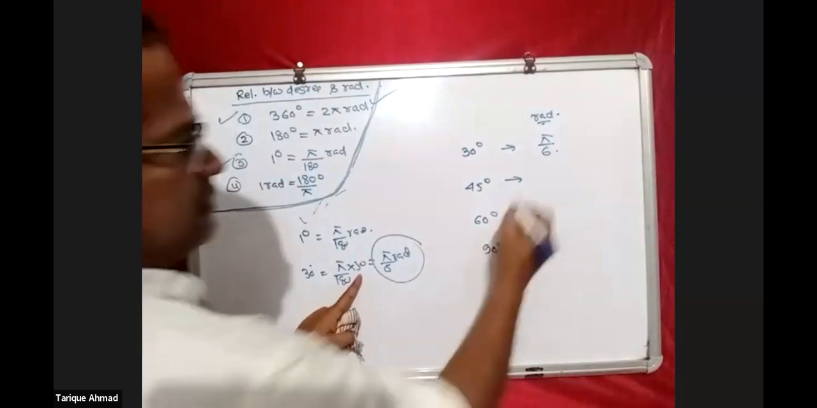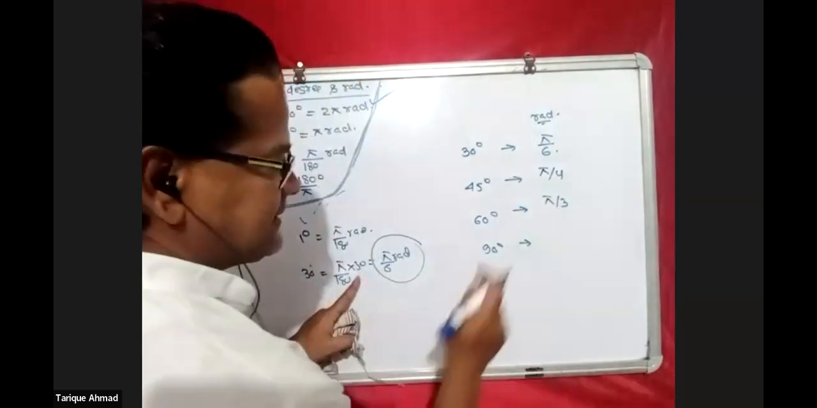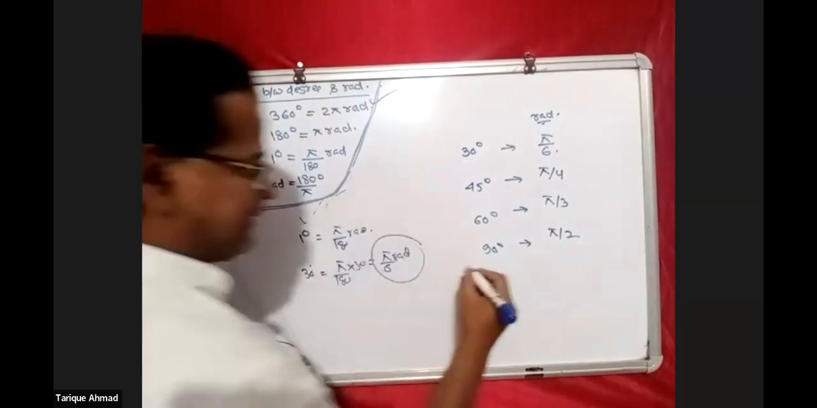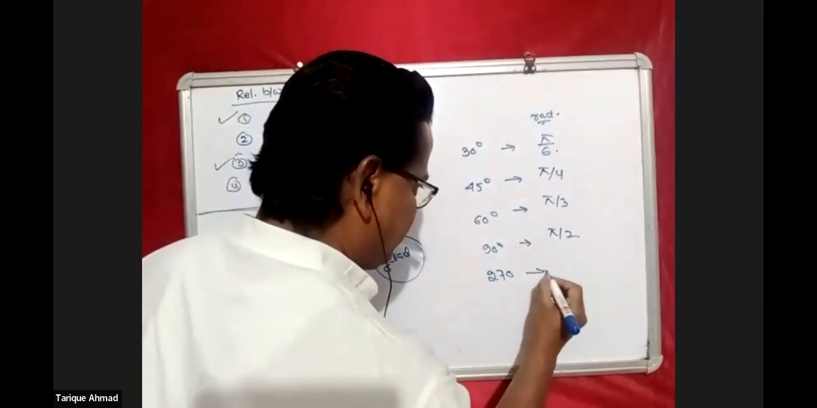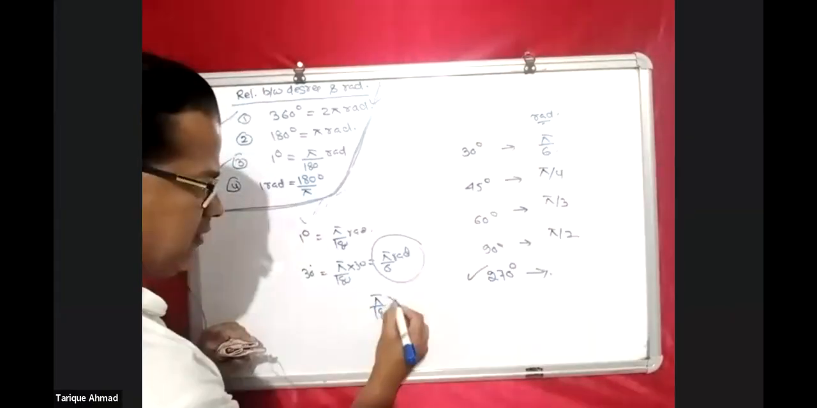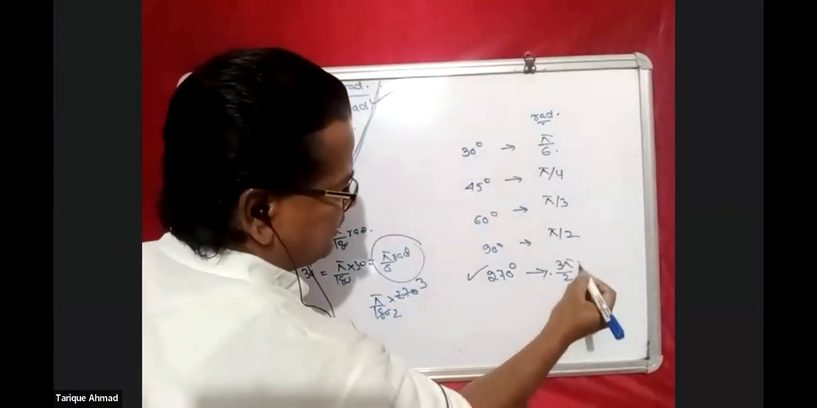Writing 45 here, it will be pi by 4. Writing 60 here, it will be pi by 3. Writing 90 here, it will be pi by 2. Okay, one value I am writing in degree. Tell me its value in radian. 270 degree in radian. So 3 pi by 2. 180 cancels into 270, 3 times, 2 times. So this is 3 pi by 2 radian, right?